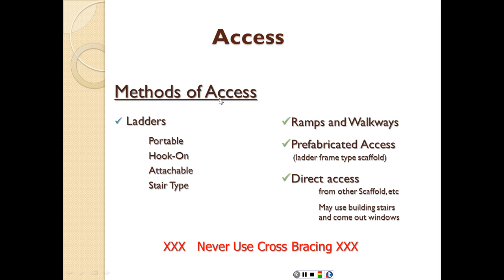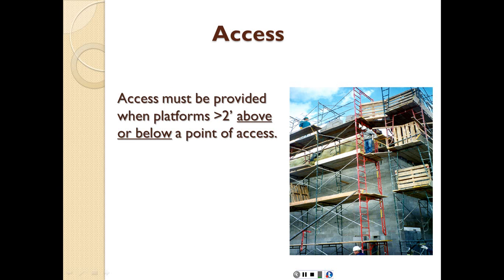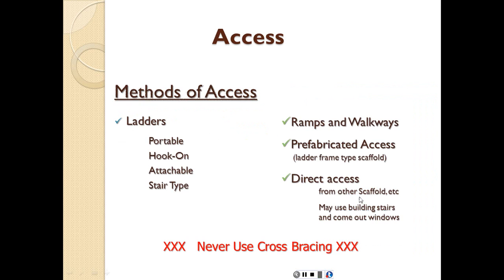The methods of access can be either ladders, which could be portable, hook-on, attachable, or stair type. It could also be ramps and walkways, or prefabricated access, like a ladder frame type scaffold, like the one that we can see here on this slide. This is the ladder frame. Or direct access from another scaffold, and you may use building stairs and come out windows. These are all valid ways of access to the scaffold.